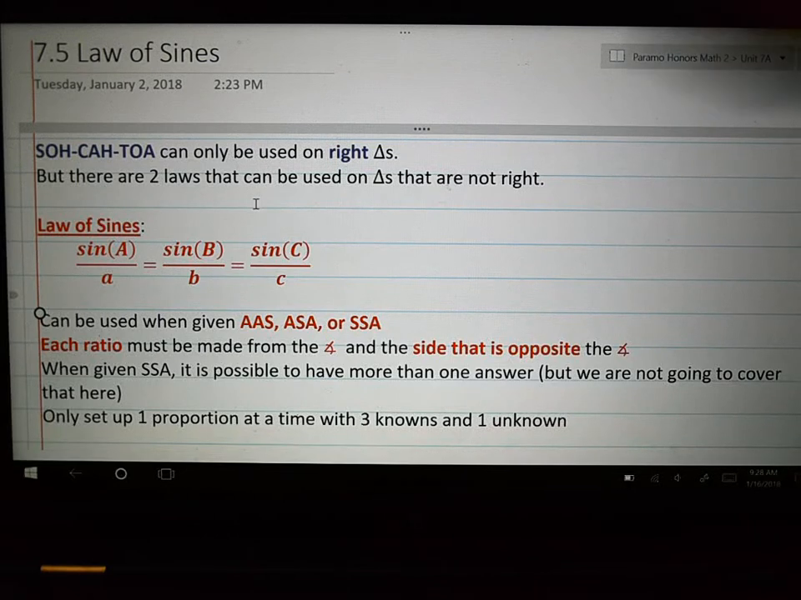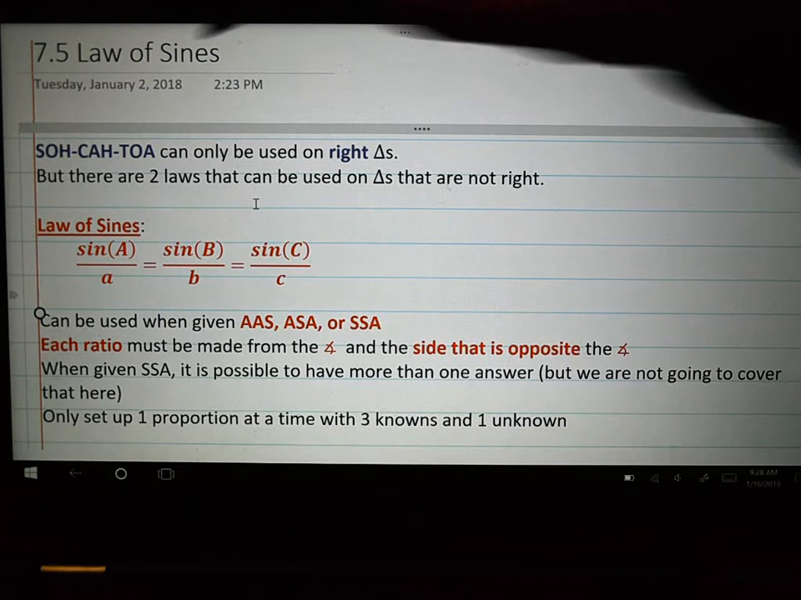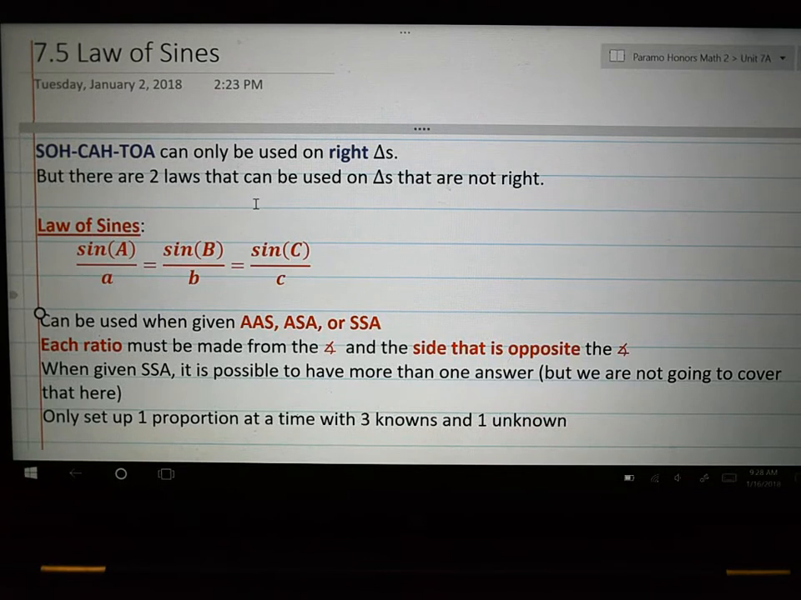What the law of sines is useful for, since you've learned sine, cosine, and tangent, well, that only works for right triangles. SOHCAHTOA only works for right triangles, but there are two laws that can be used on triangles that are not right angles, that do not have to have a right triangle with it.